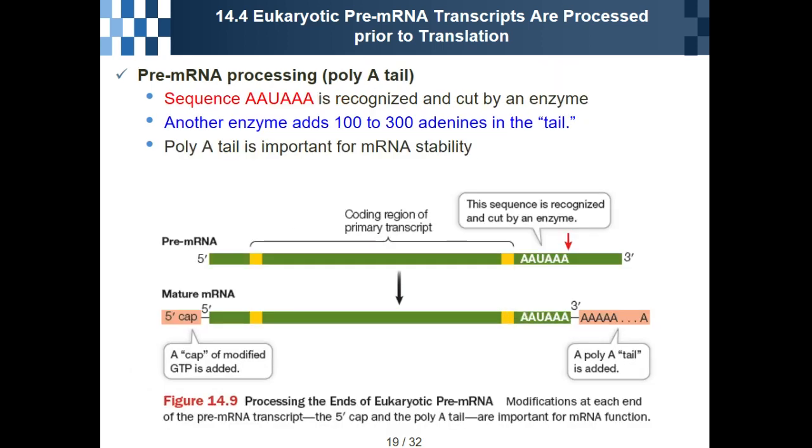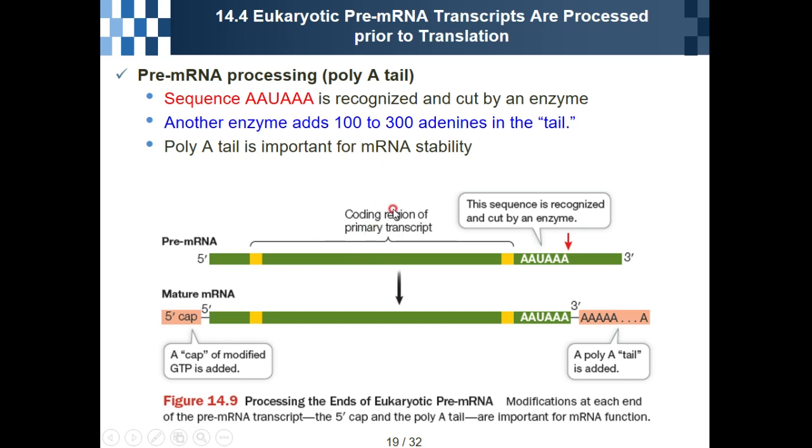Another processing step, the second one, is polyadenylation. The pre-mRNA has a special signal, AAUAAA, which is recognized by an enzyme. After that, at AAUAAA, the enzyme cuts in this region, and another enzyme adds AAAA, about 100 to 300 adenines in the tail. This poly-A tail is also important for mRNA stability.